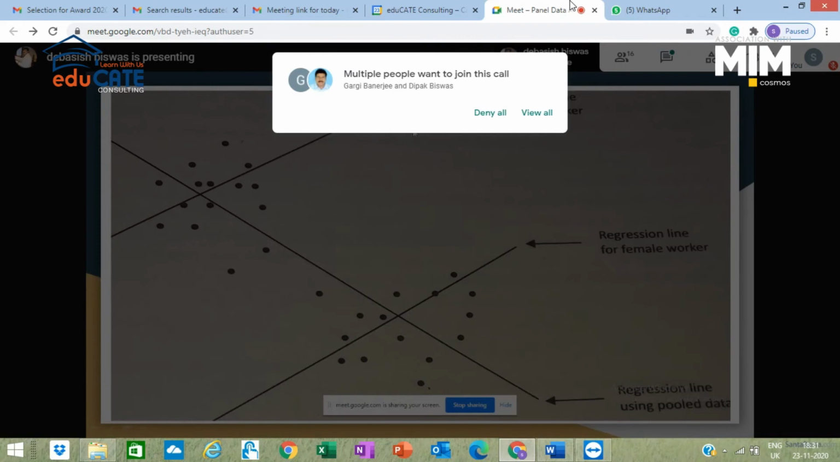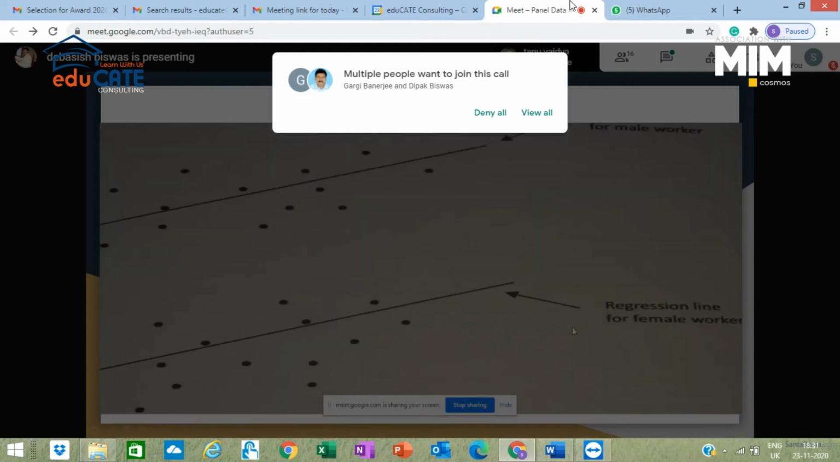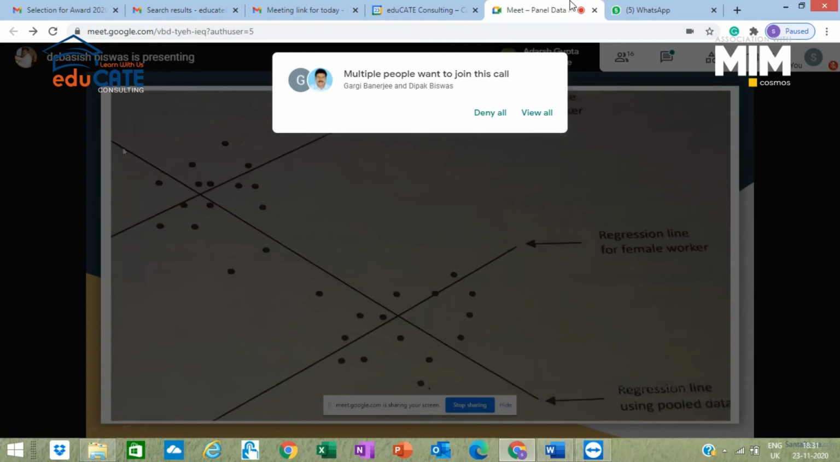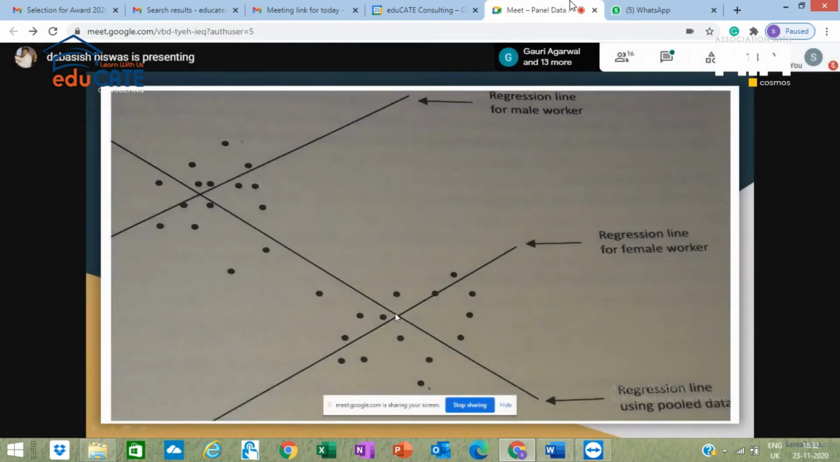Here the slope is positive. Here the slope is positive, when you separately consider female worker and male worker, as in the previous case. But now your straight line, or the regression line, goes from left to right downward. Clear? So you mean to say, sir, the third line, which is with negative slope, is for the combined data of males and females. Yes, that's why we have written regression line using pooled data.